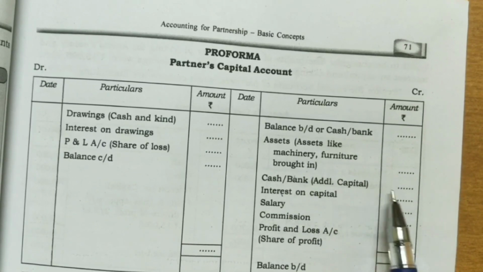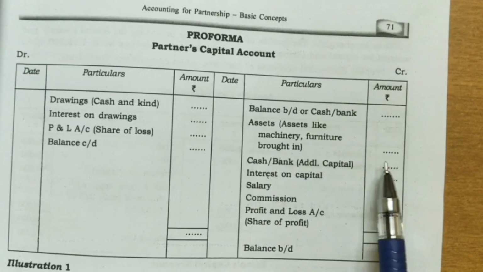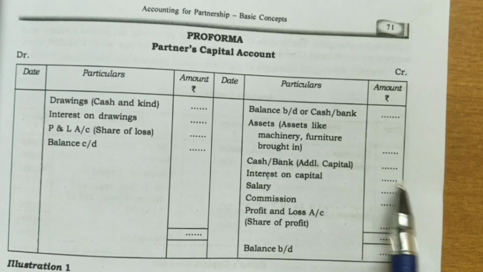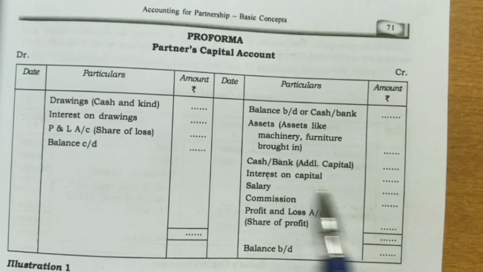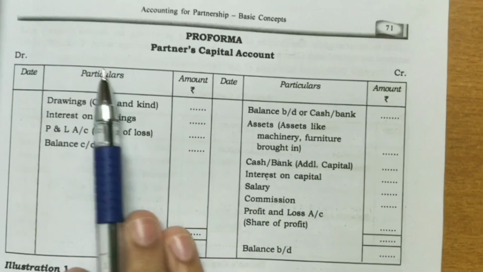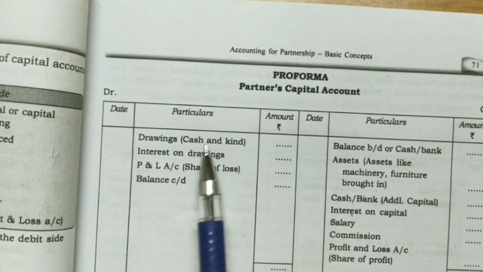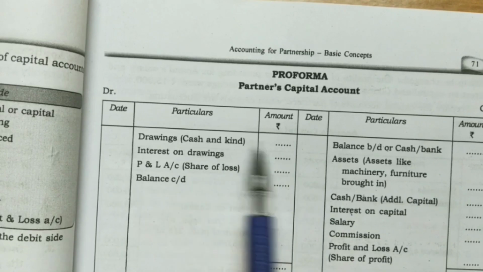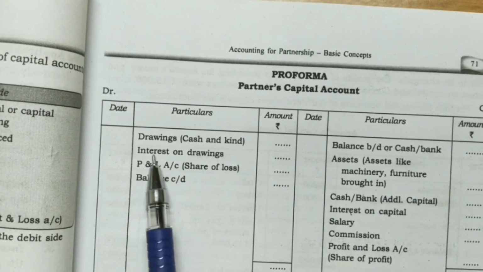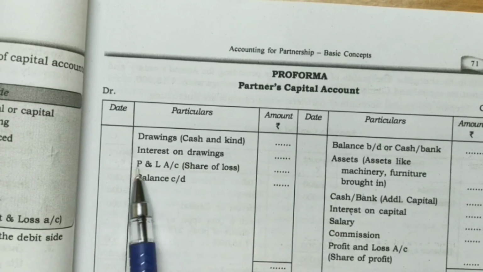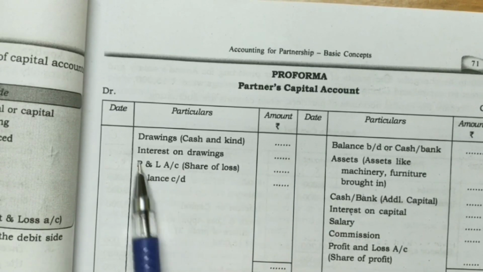Then comes cash and bank, like additional capital, if any. Then interest on capital, that is the interest which is given to the partners by the firm. Then comes salary and commission and all. Then in the debit side of the capital account, we write drawings. It can be of cash and kind and interest on drawings as well. The other thing which we write in the debit side is the share of loss. That is, from the profit and loss account, we'll get a net profit or net loss, whatever it is.